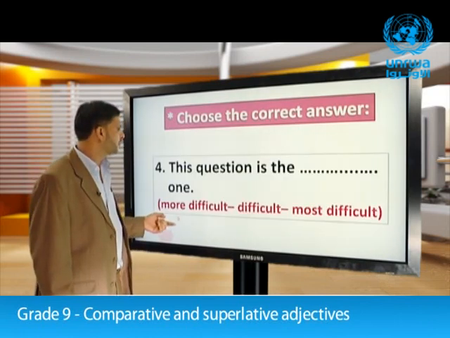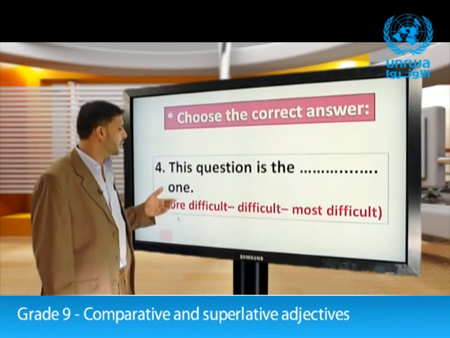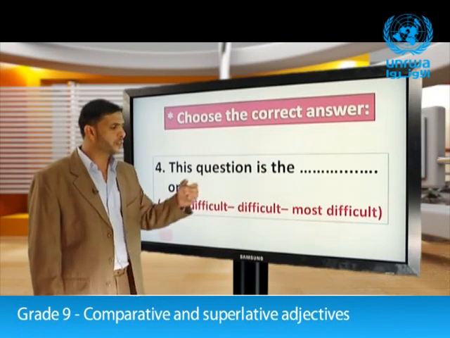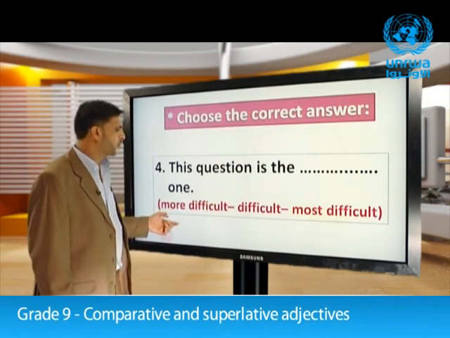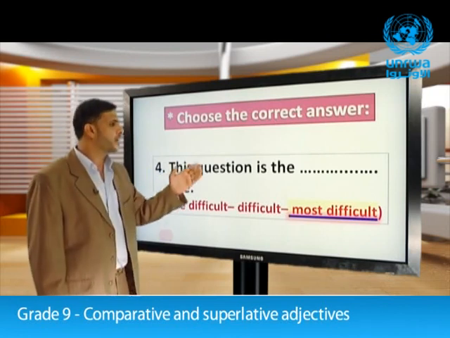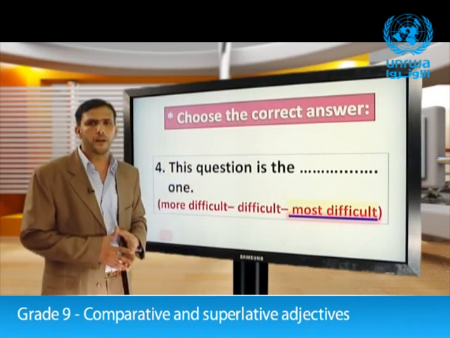Number 4. This question is the more difficult, most difficult one. Of course, it's most difficult. So, this question is the most difficult one.